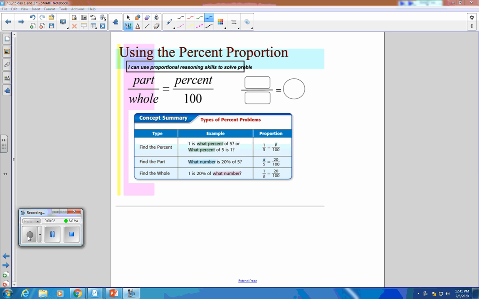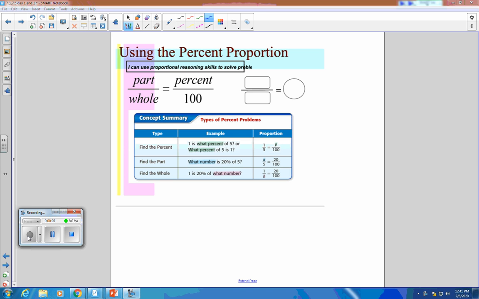Today we are going to continue with 7.3.7.5. We're going to be using percent proportions and equations and just get more practice on solving problems using these. So just to review from yesterday, percent proportion, we take the part of something over the whole and set that equal to the percent over 100.